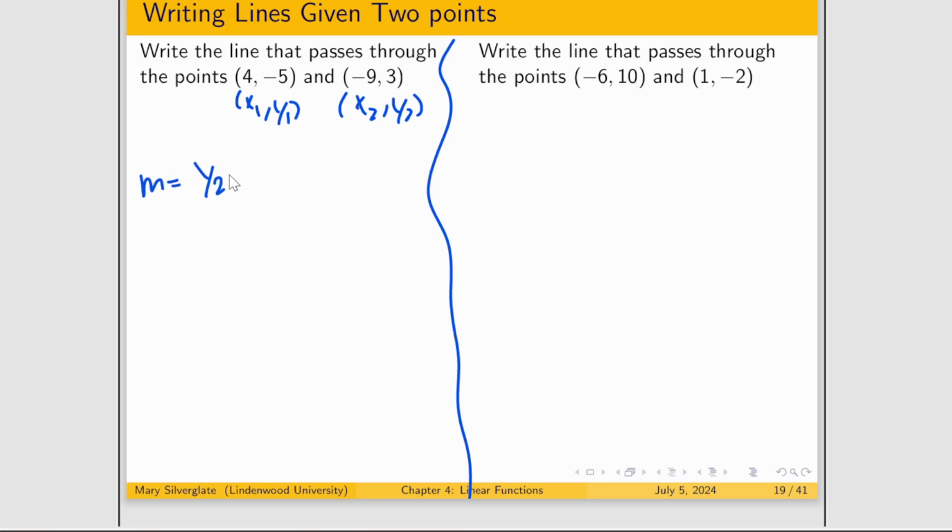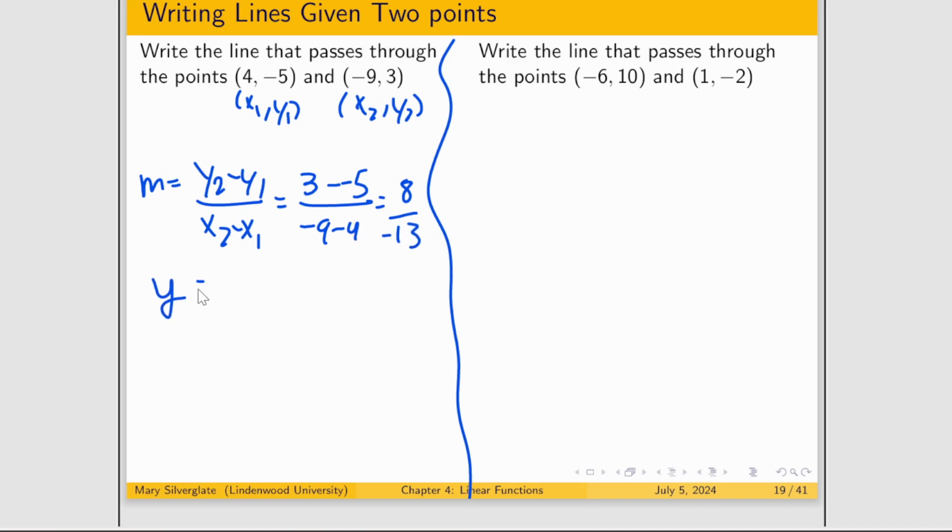In order to find my slope, that is again change in output over change in input, y2 minus y1 over x2 minus x1. The way I happen to have it labeled here, y2 is 3, y1 is negative 5, x2 is negative 9, x1 is 4. 3 minus negative 5 is 8, negative 9 minus 4 is negative 13.